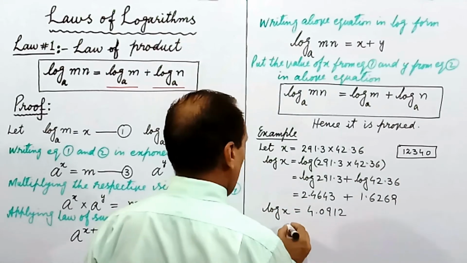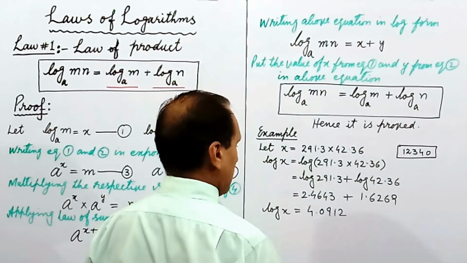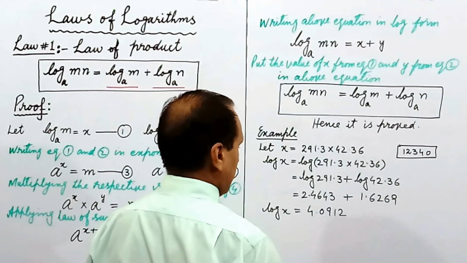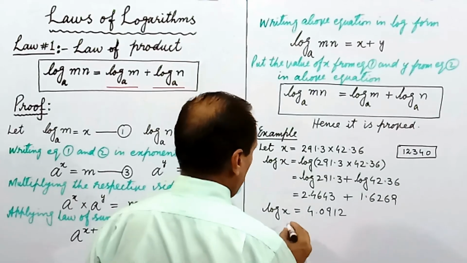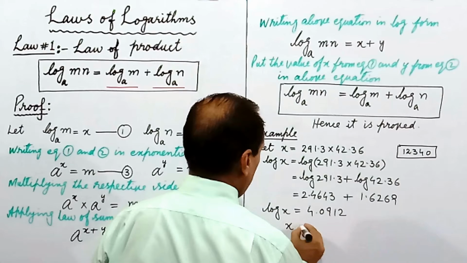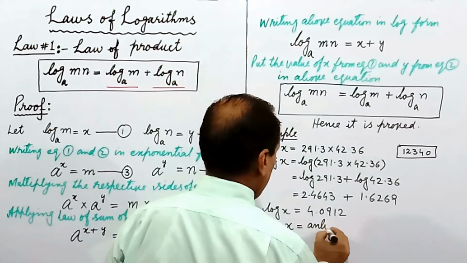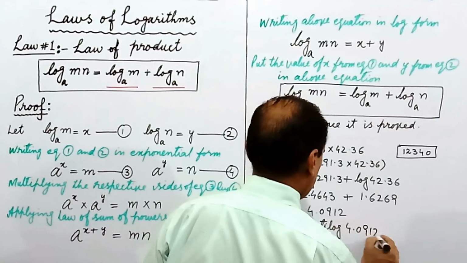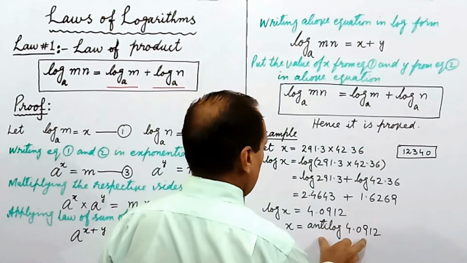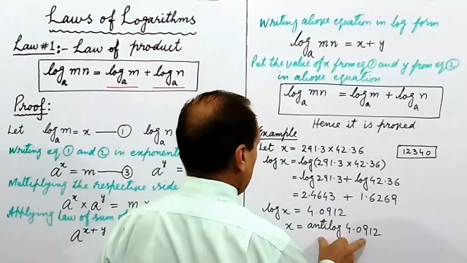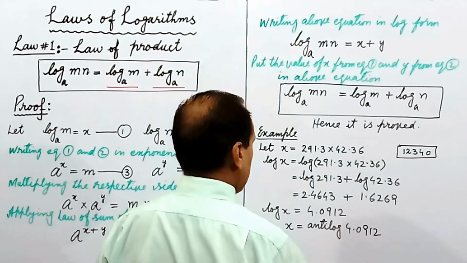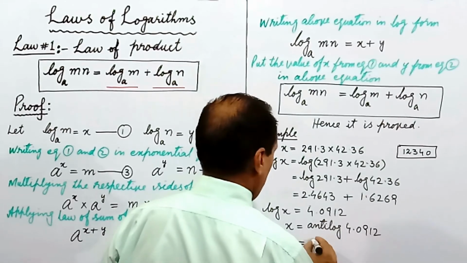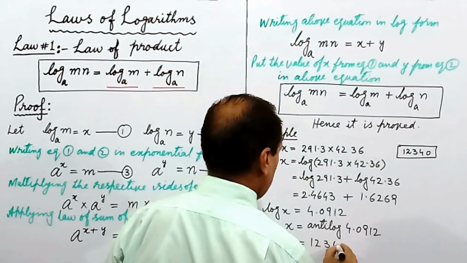If we take the anti-log of both sides, and that phenomena is also learned by you in question number 3 of exercise 3.2, the x will become equal to anti-log 4.0912. And how we take the anti-log? By pressing shift log function in calculator. We have the value 12340.